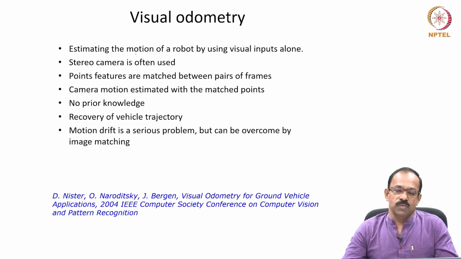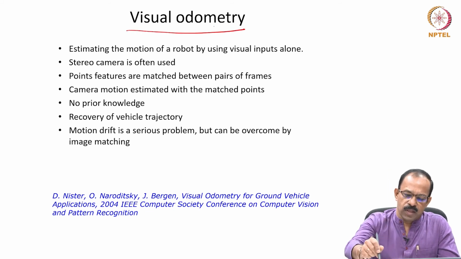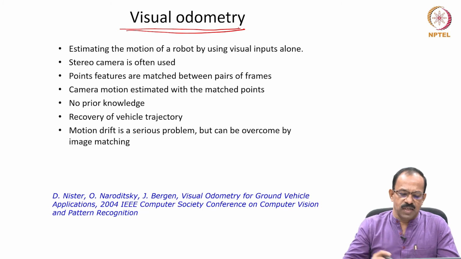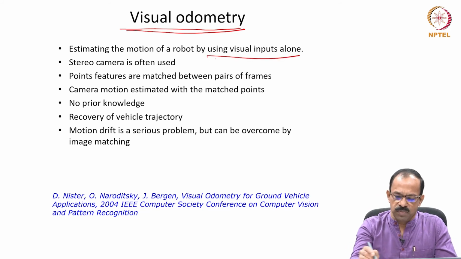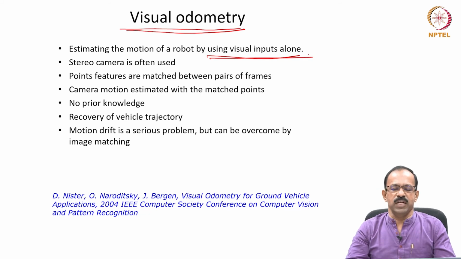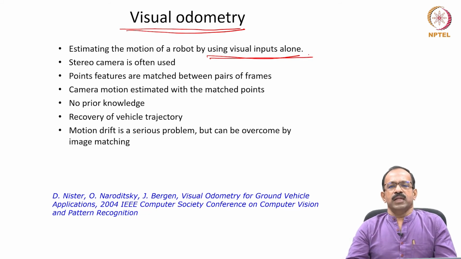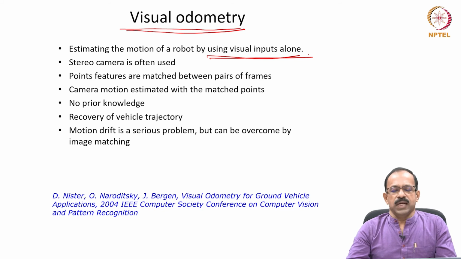And something similar to that is basically known as visual odometry. Visual odometry is basically estimating the motion of a robot by using visual inputs alone. So, we want to use the camera images and then recreate the path or identify the path traveled by the robot. That is known as visual odometry. We do not use any other sensors to know the position of the robot. We use the visual sensors and then create the trajectory of the robots.